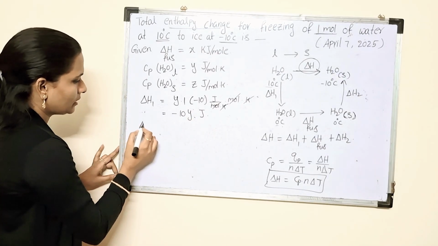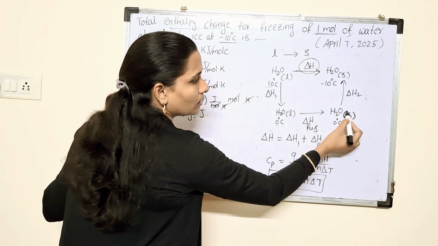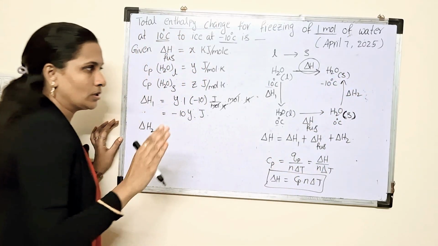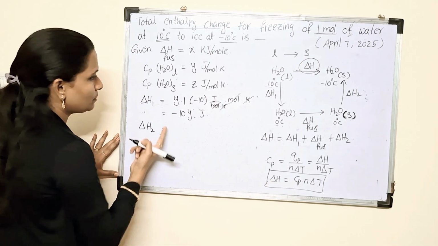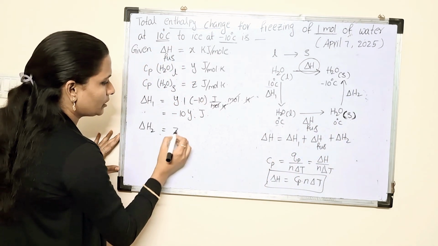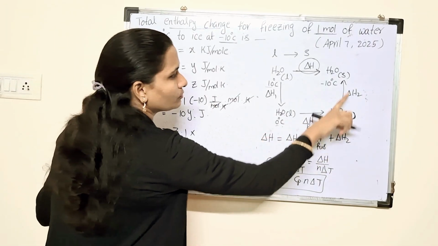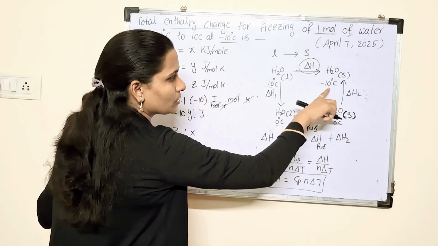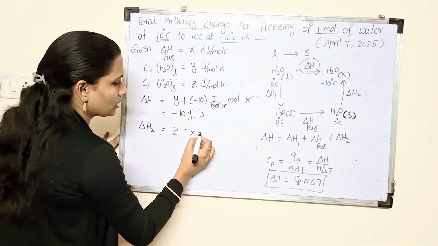Next, calculate delta H2. Delta H2 means what? Solid water at 0 degrees Celsius is converting into minus 10 degrees Celsius. Now delta H uses the same formula, with Cp of the solid state, which they gave as z. So z into moles, that is 1 only, and delta T, T2 minus T1. This is the initial temperature 0 degrees and this is the final temperature minus 10 degrees. So T2 minus T1, minus 10 minus 0, then minus 10 only will come.